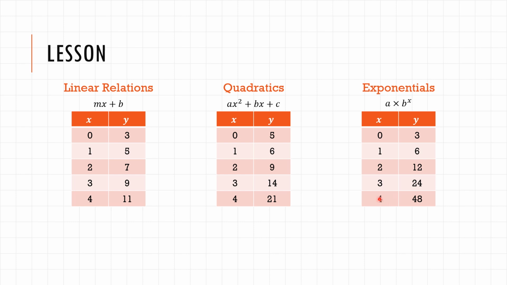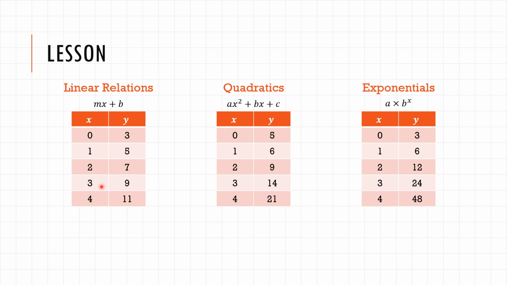And this lesson is actually quite simple. Linear relations, we know the equation looks like mx plus b, that's slope-intercept form. For quadratics, the equation is always ax squared plus bx plus c. And for exponentials, this is a times b to the power of x.